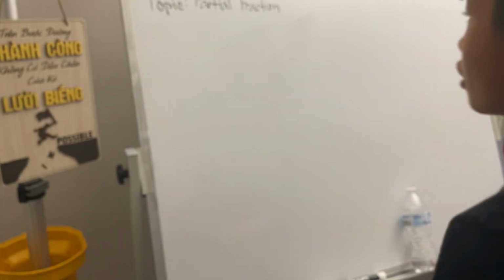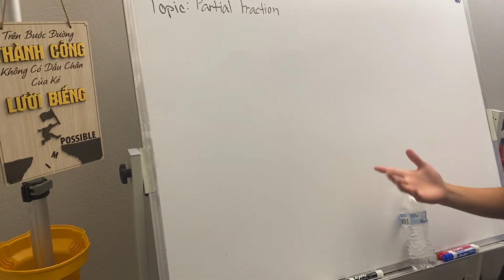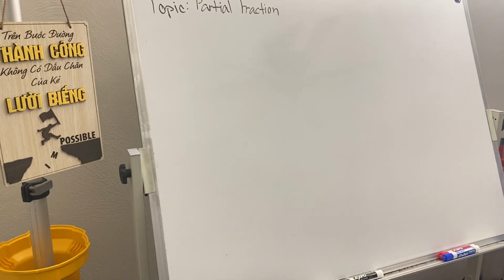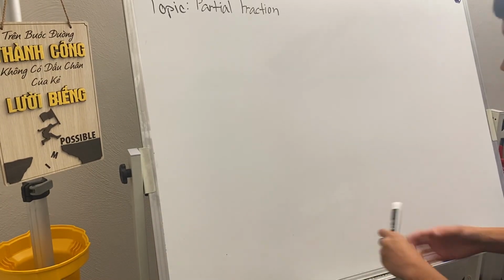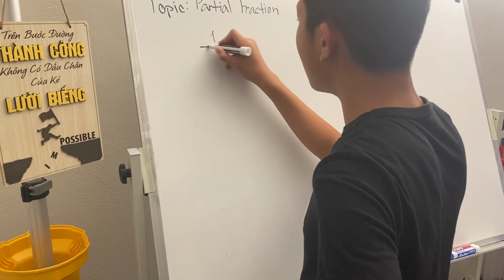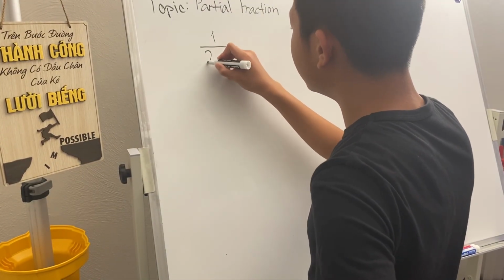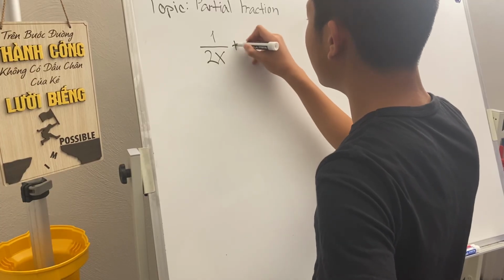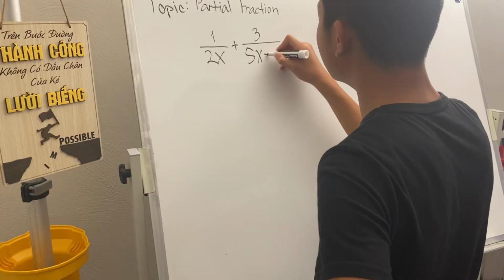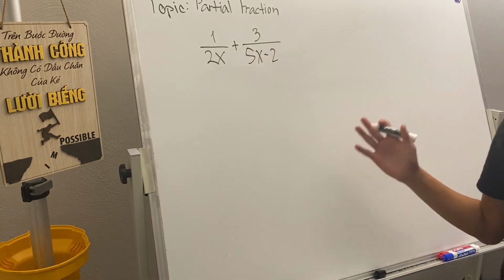Today, we're going to talk about partial fractions. So what is partial fractions? Well, I'll give you an example. Let's say you have 1 over 2x plus 3 over 5x minus 2. How would you add this together?